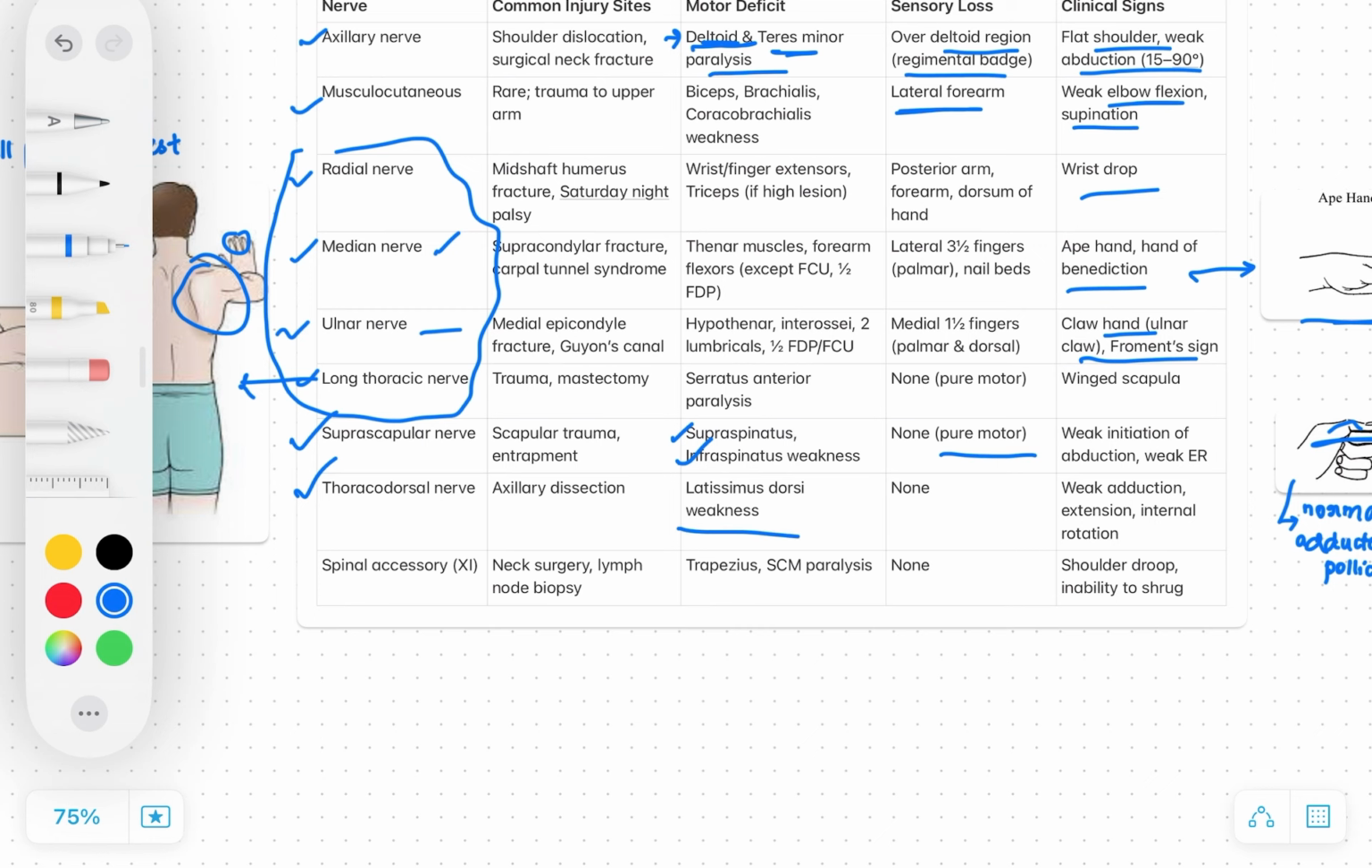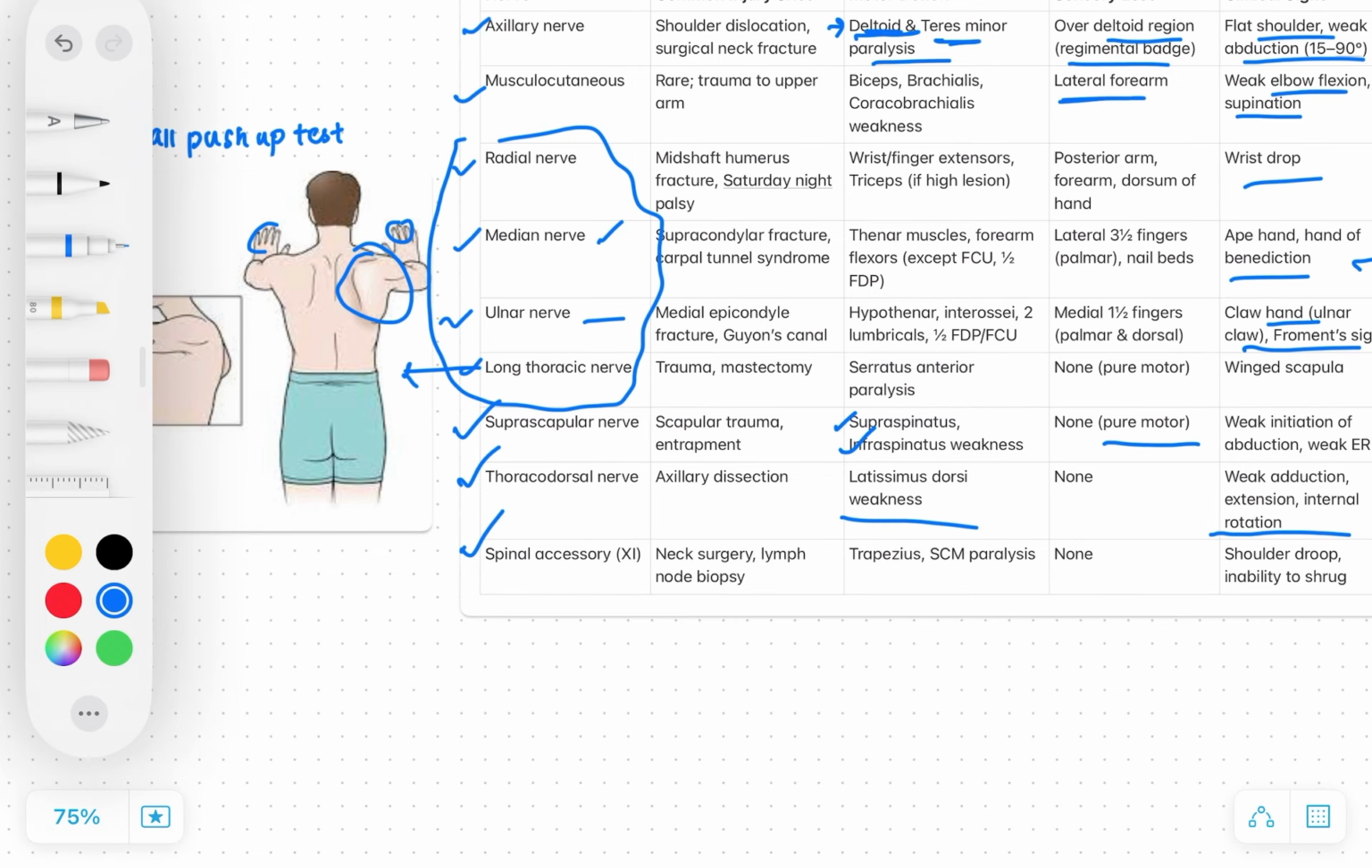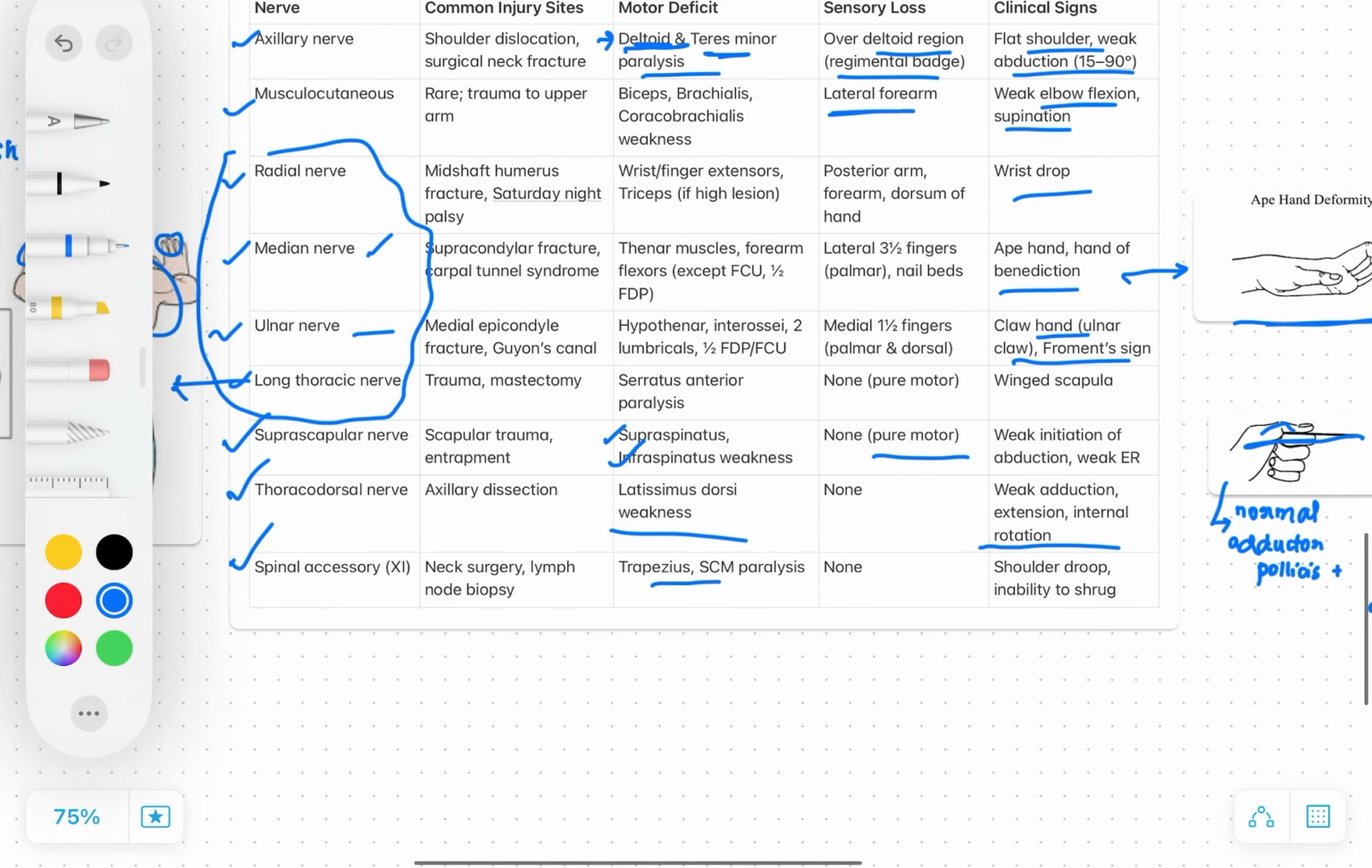Thoracodorsal nerve injury: there will be latissimus dorsi weakness and weak adduction, extension and internal rotation. Next, spinal accessory nerve supplies trapezius and sternocleidomastoid. So there will be paralysis of both. There will be no sensory loss. Here there is shoulder drooping and inability to shrug the shoulders.